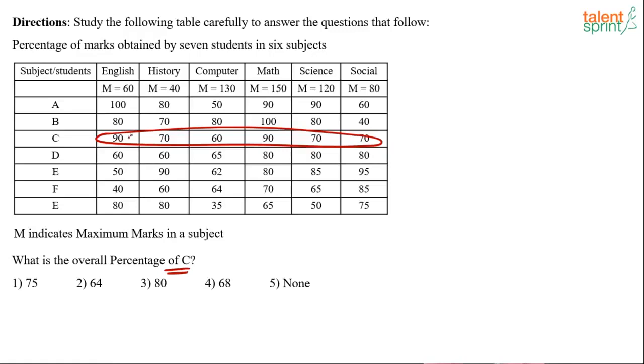This is 90% of 60. This is 70% of 40. This is 60% of 130. This is 90% of 150. 70% of 120. Getting it? So every percentage is for a different value. Hence, you cannot add the percentages directly.